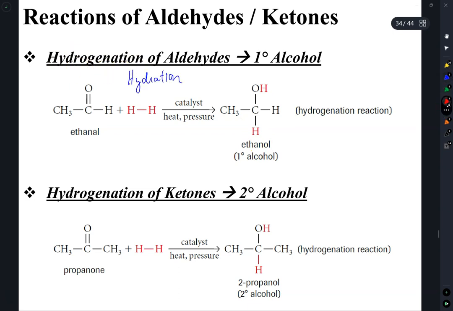Just be careful that you don't call it a hydration reaction. Hydration means you're adding water. Hydrogenation has the word hydrogen in it. You're adding in hydrogen instead. They both begin with "hydr," so they're very confusing and can be mixed up sometimes. So hydrogenation, adding in hydrogens, is a reduction process. Hydration would be adding water, which is not applicable in this case.